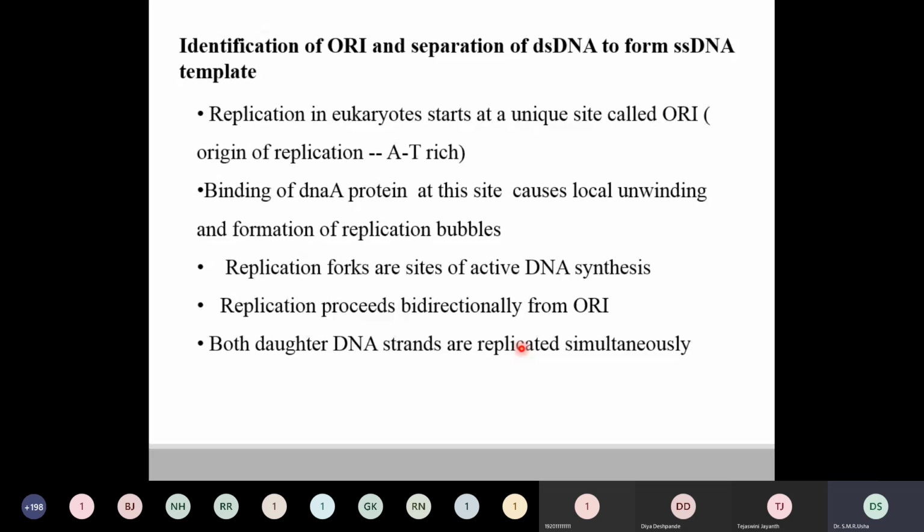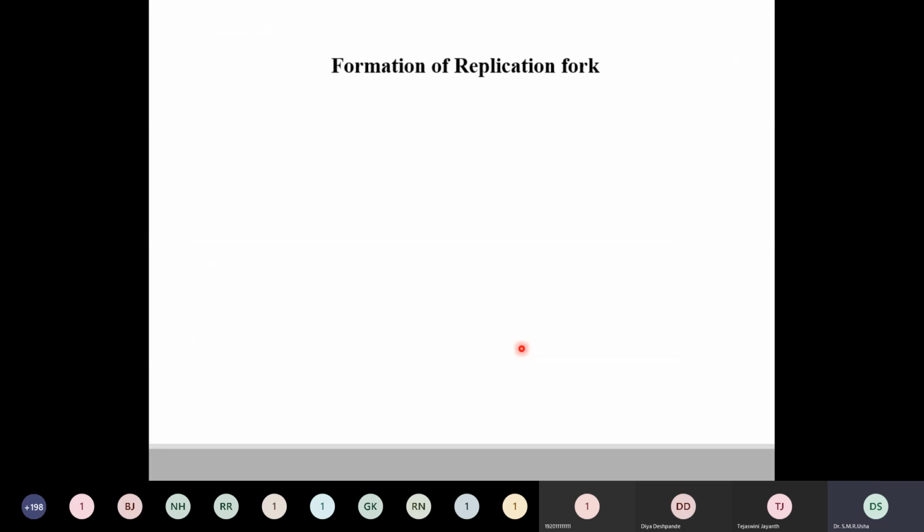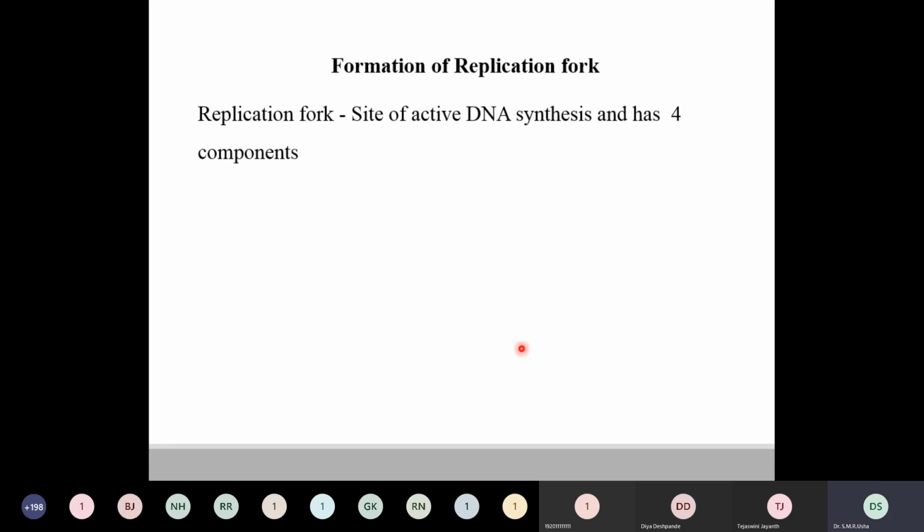So this is the text. Next, the second step is formation of the replication fork. This is a very, very significant step because this is the place where DNA is going to be synthesized. Now, the replication fork is the site of active DNA synthesis.